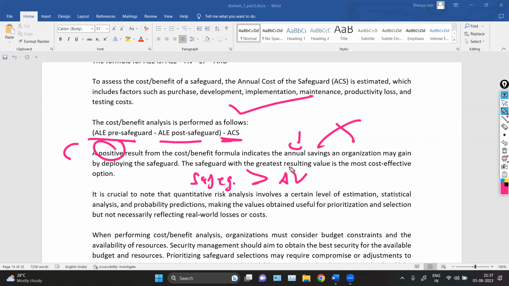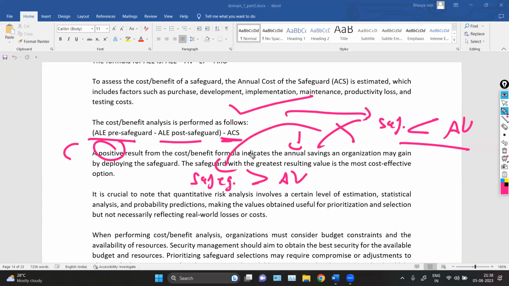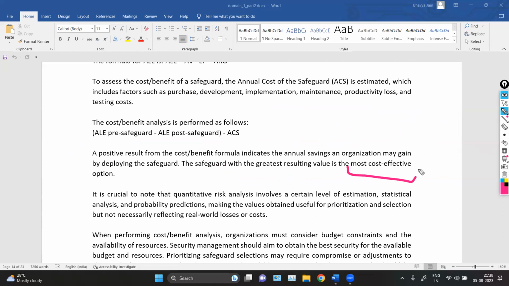And if the result is positive, it means the safeguard cost is less than the valuation of the asset you are protecting. So if it is positive, then you can apply it. If it is negative, then you cannot apply it, because there's no use in applying a safeguard that is not cost effective. The positive result gives you the most cost effective approach.